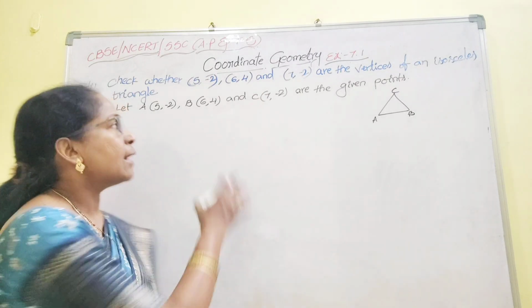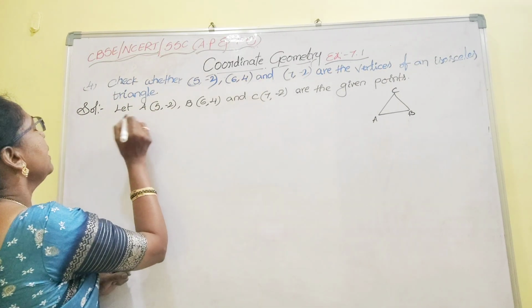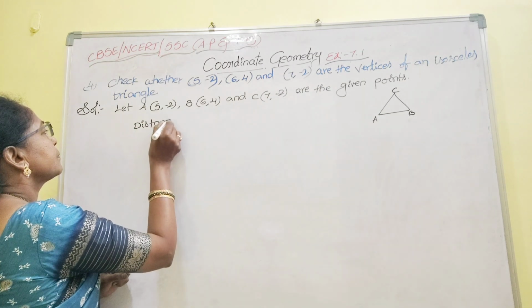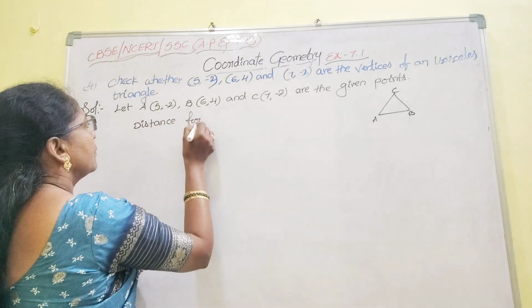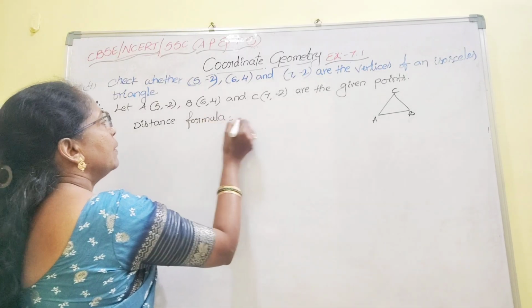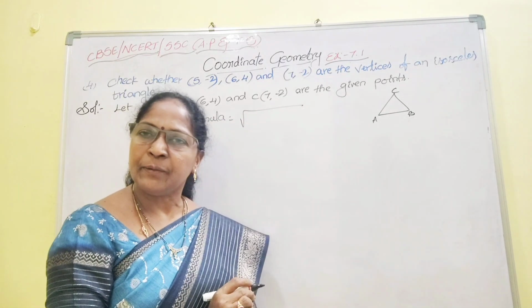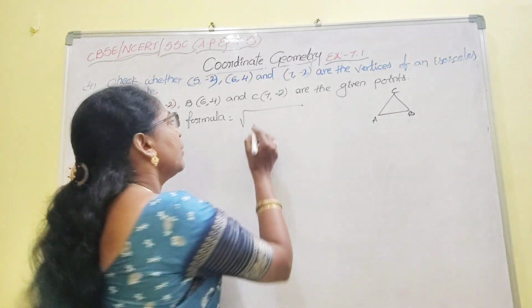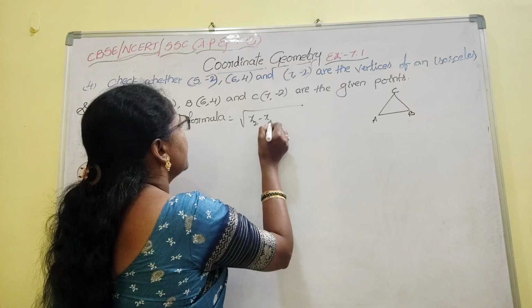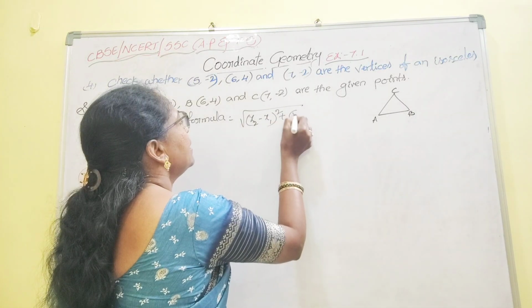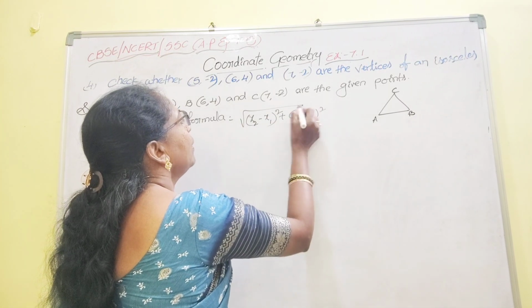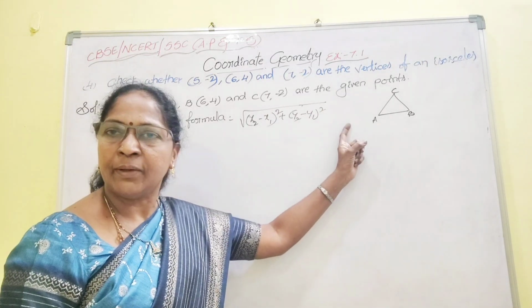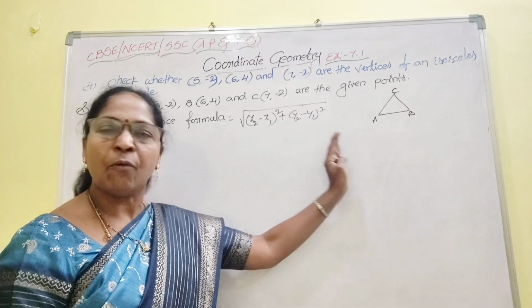So let us start now. Just find the distance using the distance formula. What is the distance formula? The distance between 2 points equals the square root of x2 minus x1 whole square plus y2 minus y1 whole square. This is the distance between 2 points formula.